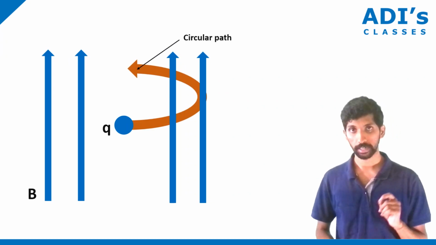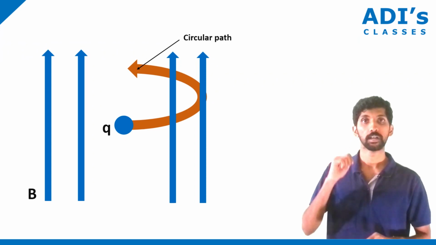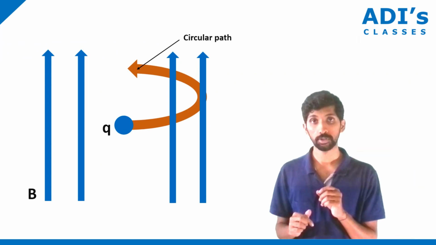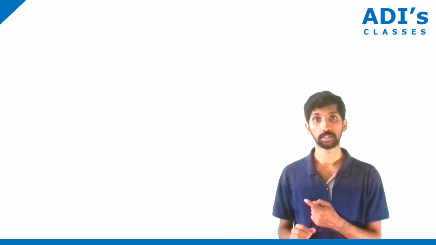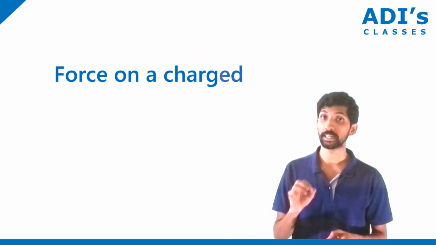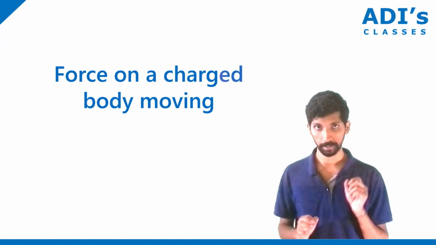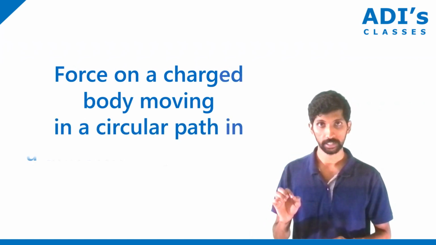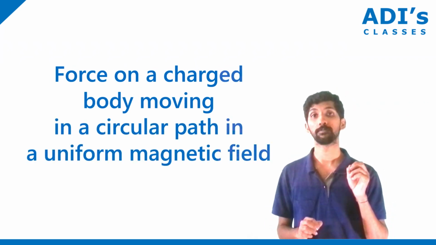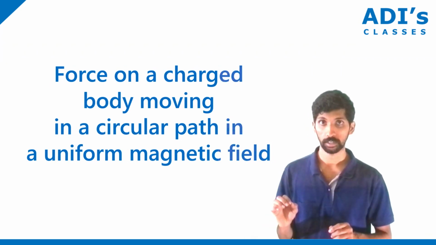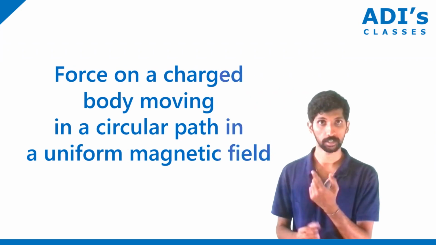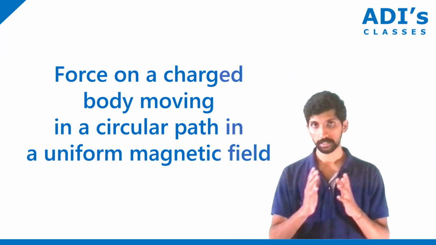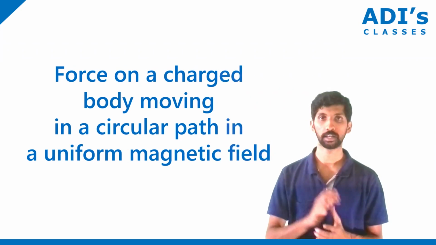Now what we are trying to calculate is the force on a charged body if it's moving in a circular motion in a uniform magnetic field. I'll repeat that again. What we are calculating is the force on a charged body in a uniform magnetic field which is moving in a circular path. Okay, so let's try to derive it. It's a very simple derivation.